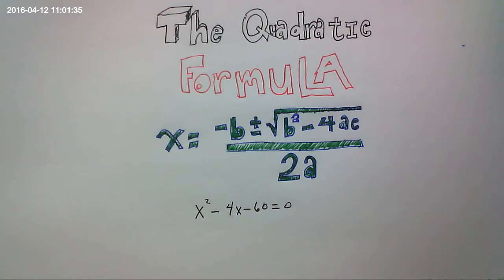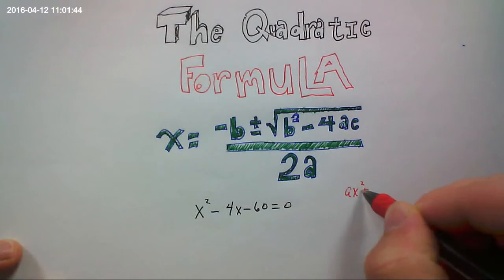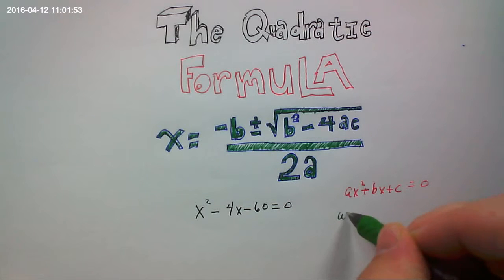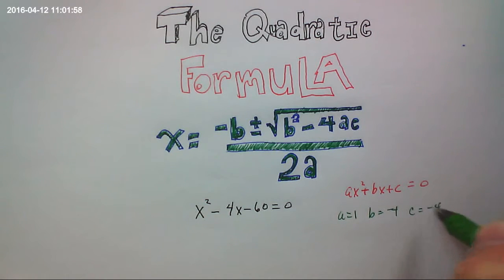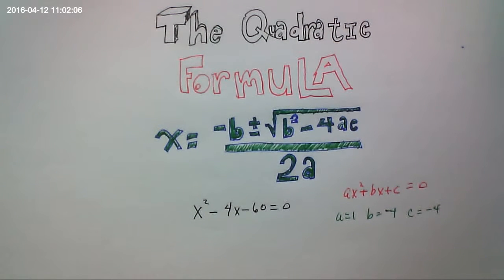The first thing you got to do, remember, is find a, b, and c, right? Because you know how it's like ax squared plus bx plus c equals 0. So on this one, a is 1, and then b is negative 4. c is negative 4. Is that good? Then all you gotta do is plug everything in where it goes in the formula.